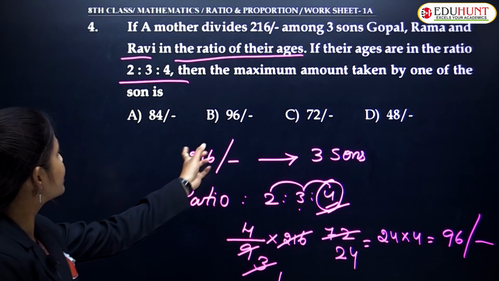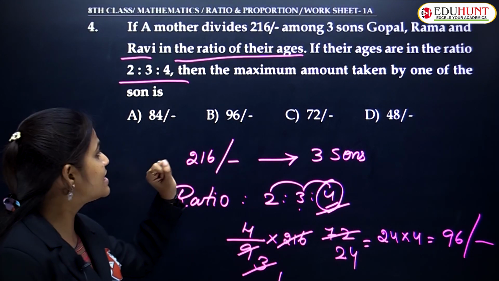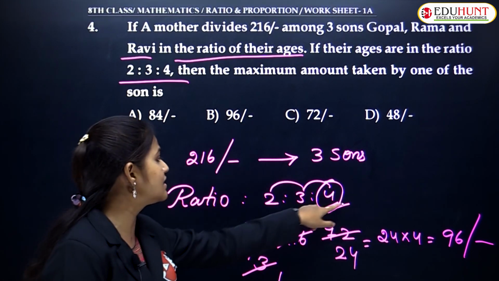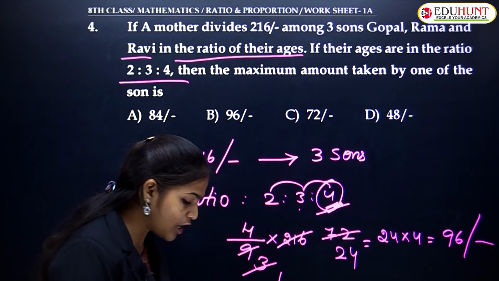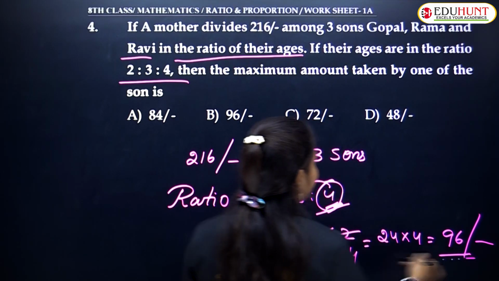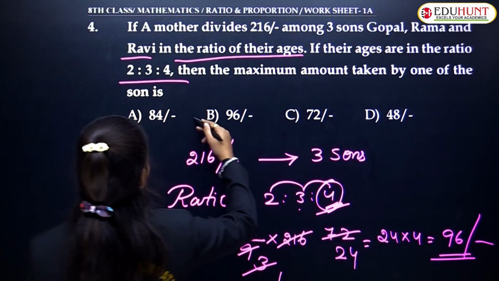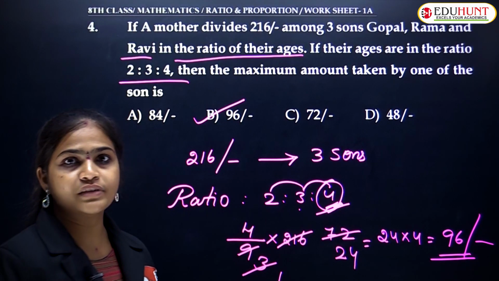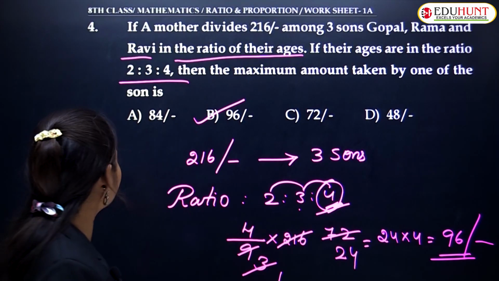So who took the maximum amount here? The last person, who is getting the 4 parts. How much money did that person get? 96 rupees. Clear? So which option is correct? Option B is correct here.